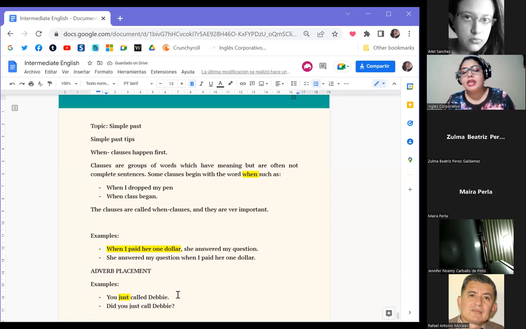So in that case, we need to place the adverb between the subject and the verb. That is the place that we are going to use for this kind of adverb.